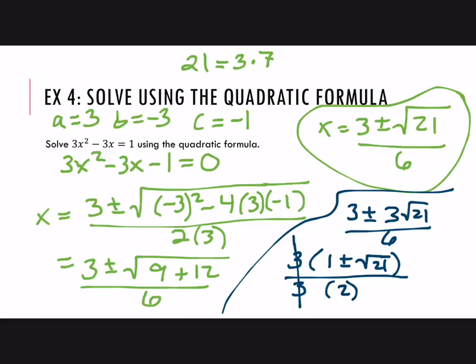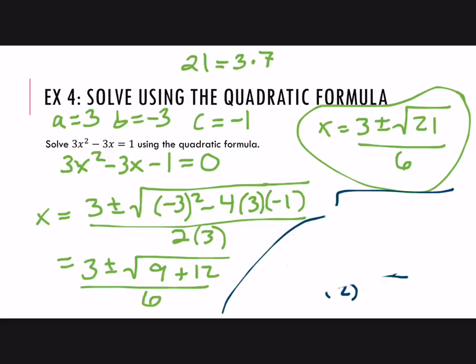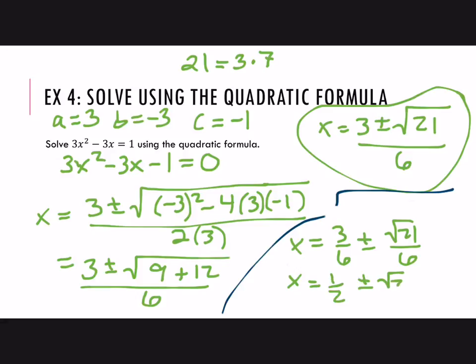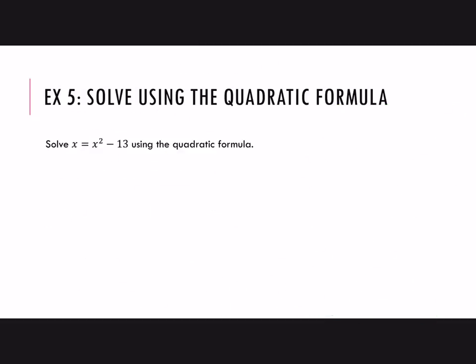All right. The only other thing you can do with this, 3 plus square root 21 over 6, some people like to split this up into 2 fractions. So you could make this x equals 3/6 plus or minus square root 21 over 6, and then you're allowed to simplify this fraction, 3/6. So I could write 1/2 plus or minus square root 21 over 6, and that's also correct as well. Okay, we'll do one more example.